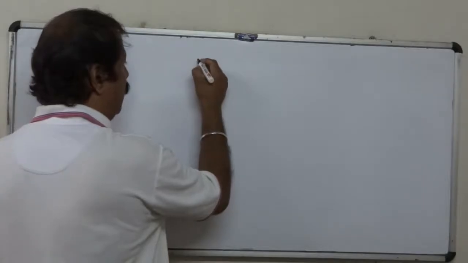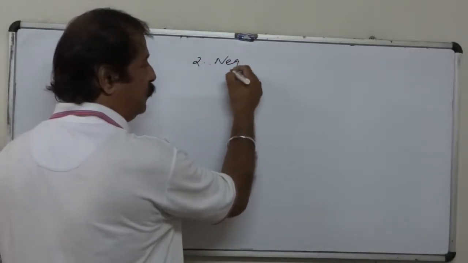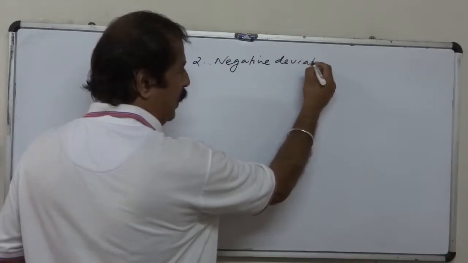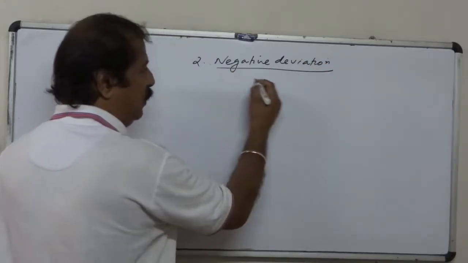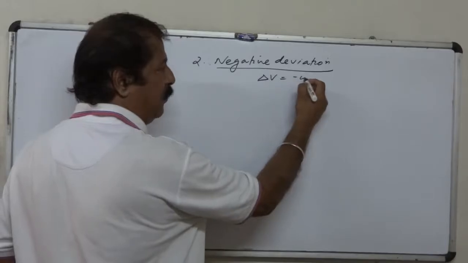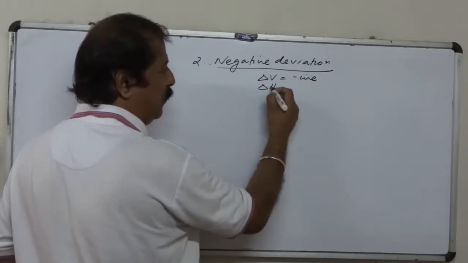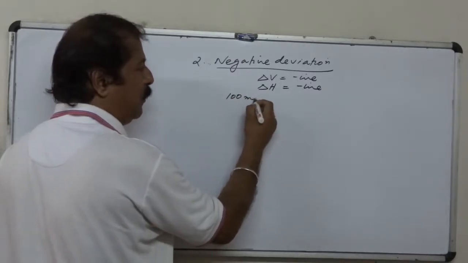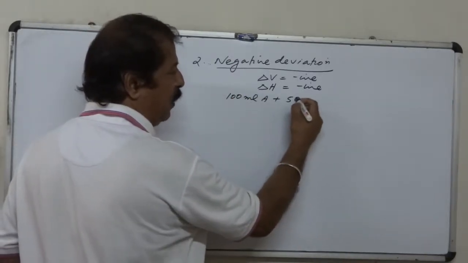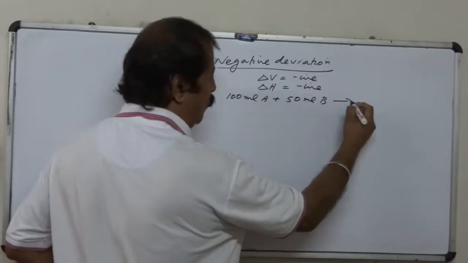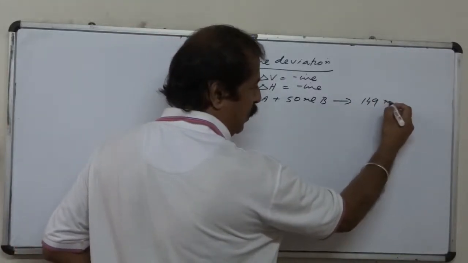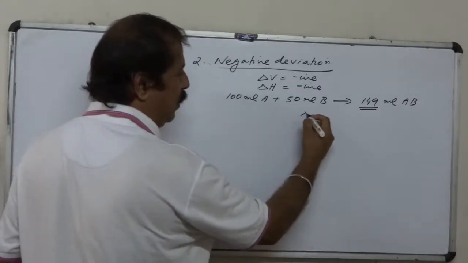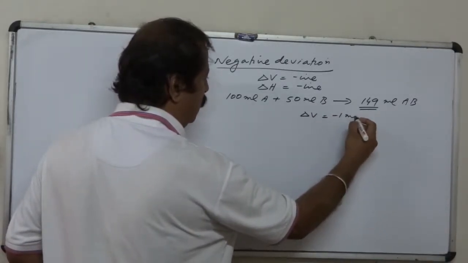Next, the second one is negative deviation from Raoult's law. In this case, delta V is negative and delta H is negative. These two are negative values. Suppose you take 100 ml of A plus 50 ml of B. The resultant volume of solution will be 149 ml of AB. So there is a decrease of 1 ml. Delta V is minus 1 ml.